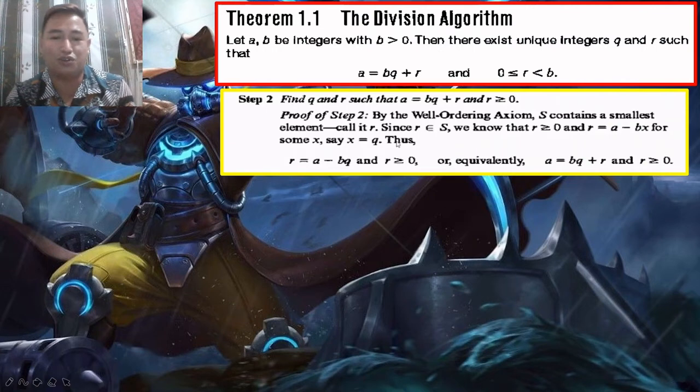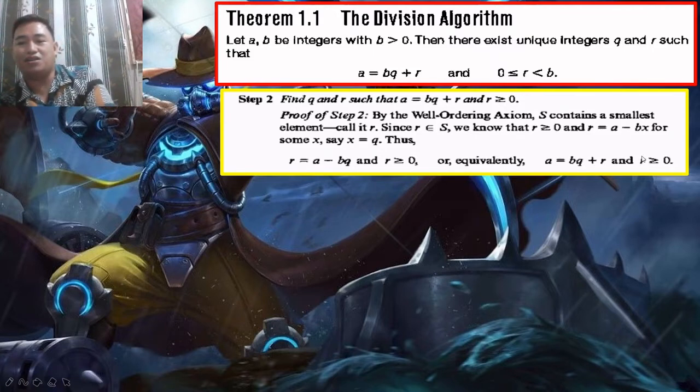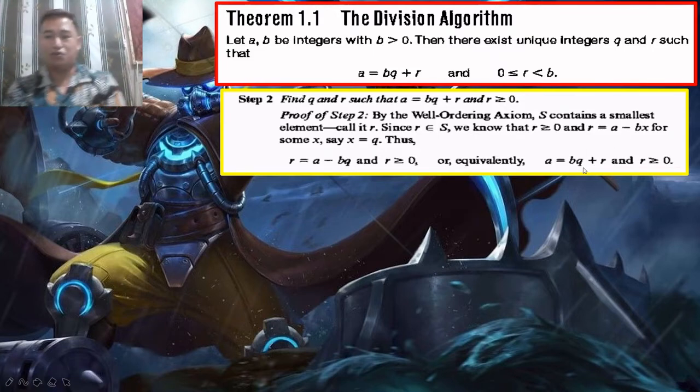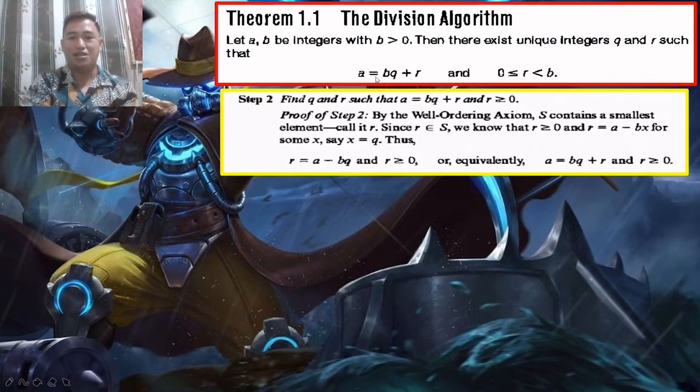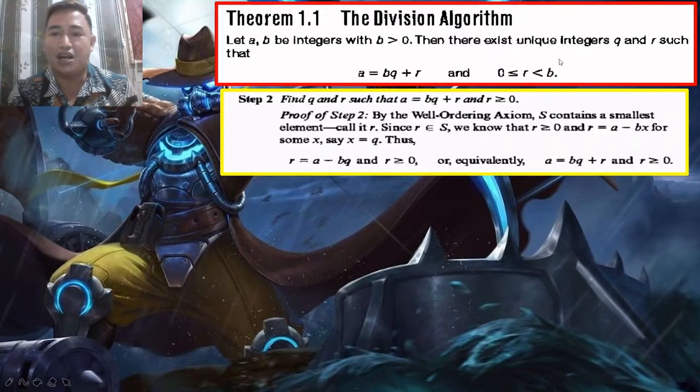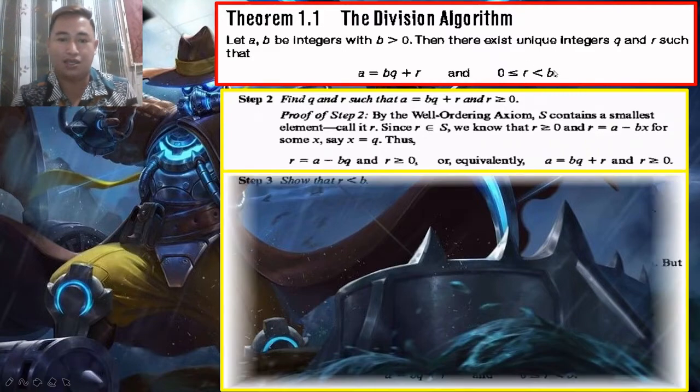Let's call this class of q. Thus, r is equal to a minus bq and r is greater than or equal to 0. Or equivalently, we move bq to the other side. So we have a is equal to bq plus r and r is greater than or equal to 0. So we have now shown this part, that r is greater than or equal to 0. So the next thing to prove is that r should be less than b.